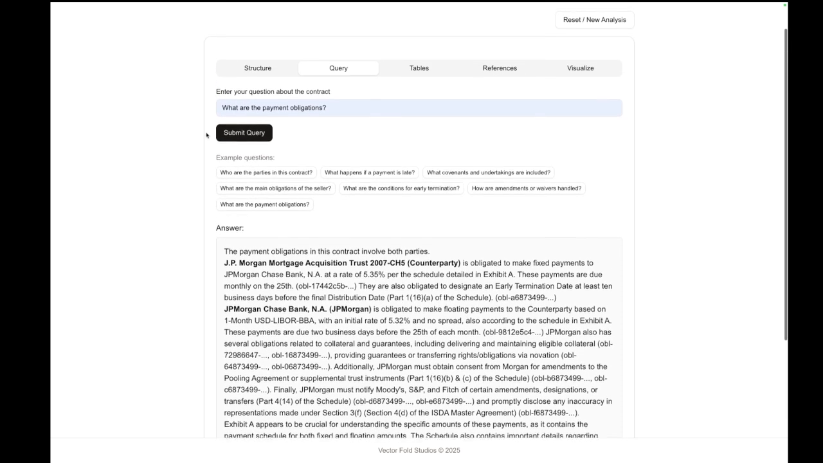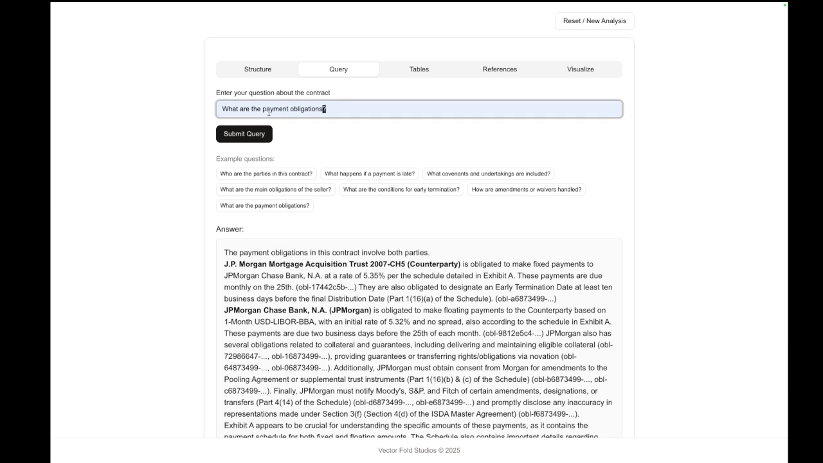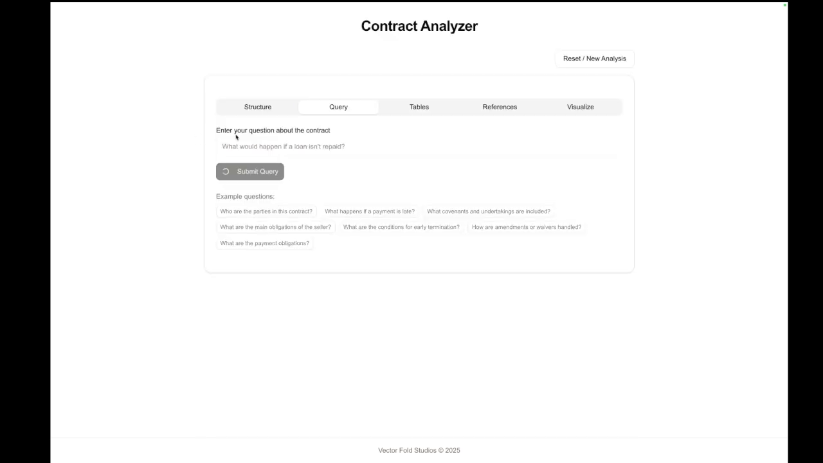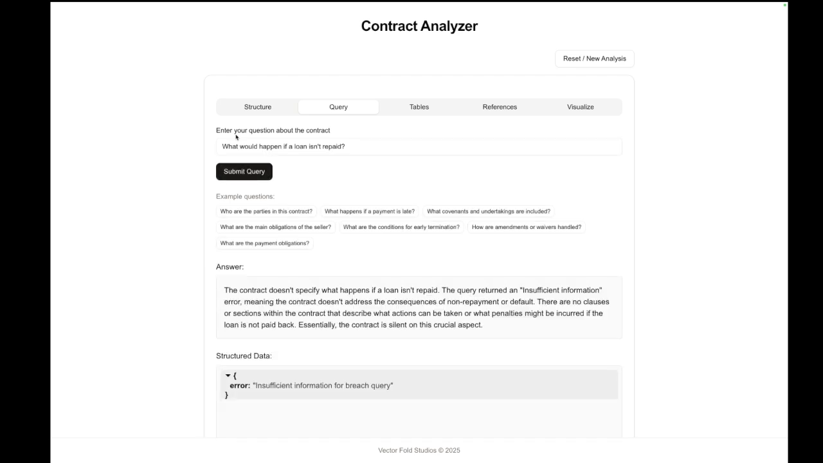Exactly. So if we ask a question that's not within the contract, for example, what would happen if a loan isn't repaid? And you and I know there is no loan. This is a question that's out of the box of the contract. Now, if you ask this, the nice thing is because it's asking the structure, it's not going to give you an answer. It's going to say, I don't know. And that's essentially what it does. And if you use a normal LLM for this, it's most likely going to say it does know and make something up on the spot.